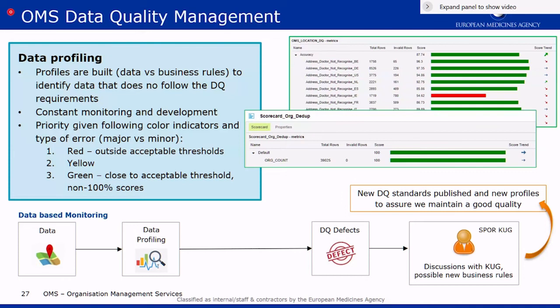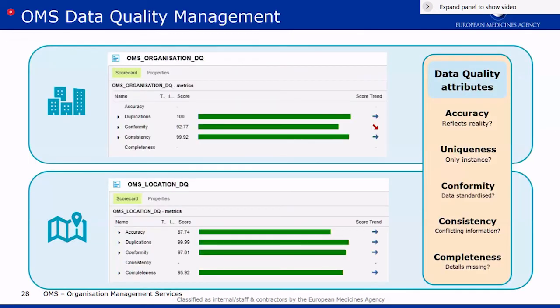As I said, to every rule we add to our profiling, we assign a certain data quality attribute. So we have a small group of thresholds for all those rules that we capture in our data quality standards. But for a high level overview of the quality, we always like to keep an eye on this. We've captured 5 major data quality attributes, and we try to put all the rules inside one of these attributes to assure and look at the quality of our dictionary, both at organization and location level.